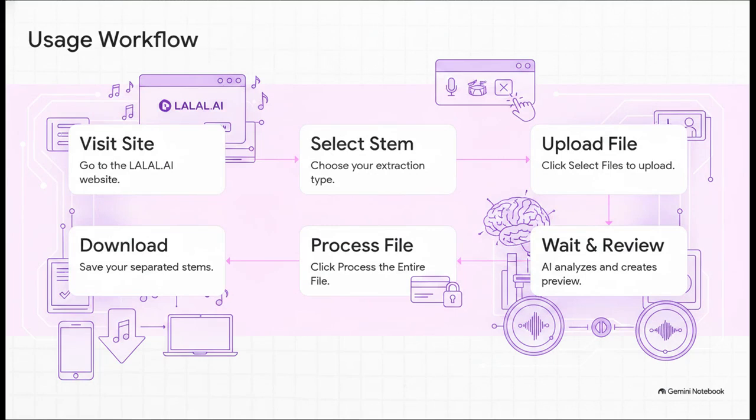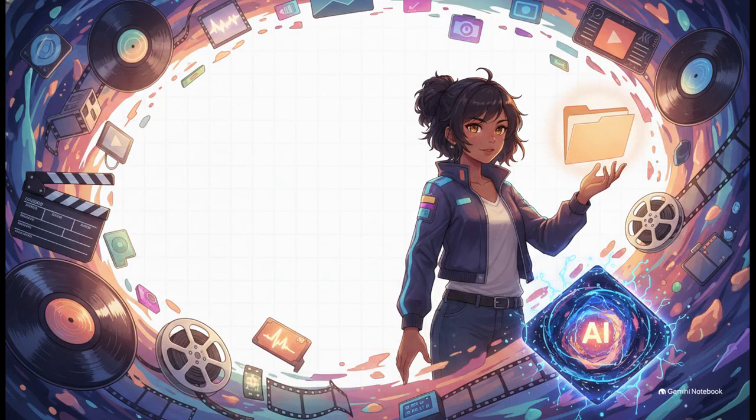You just visit the LALAL.AI website, pick your specific stem extraction type from a simple drop-down menu, like say drums or vocals, and upload your file. That's it. From there, the AI takes the wheel and generates a quick preview so you can actually hear the separated tracks first. If you're happy with the result, you just click Process, spend your credits, and boom, download your brand new stems.